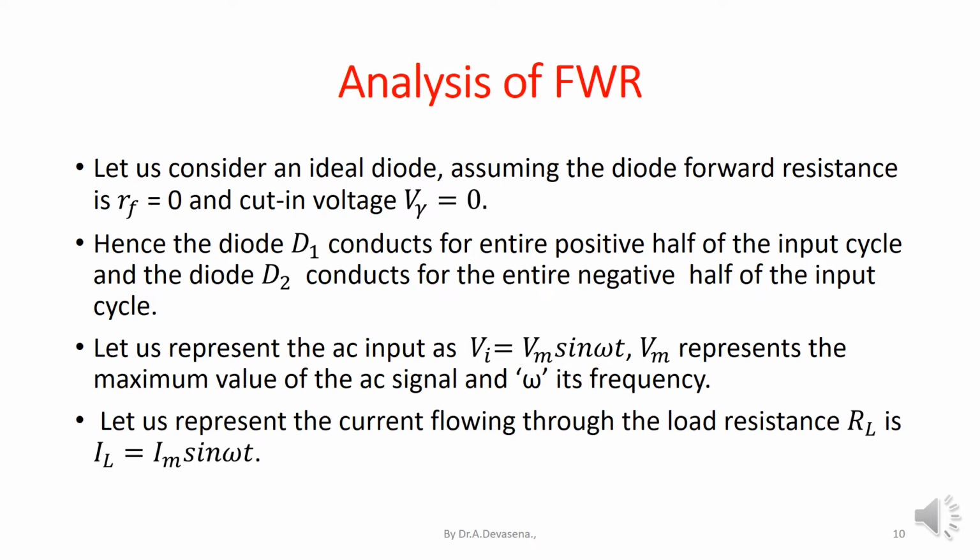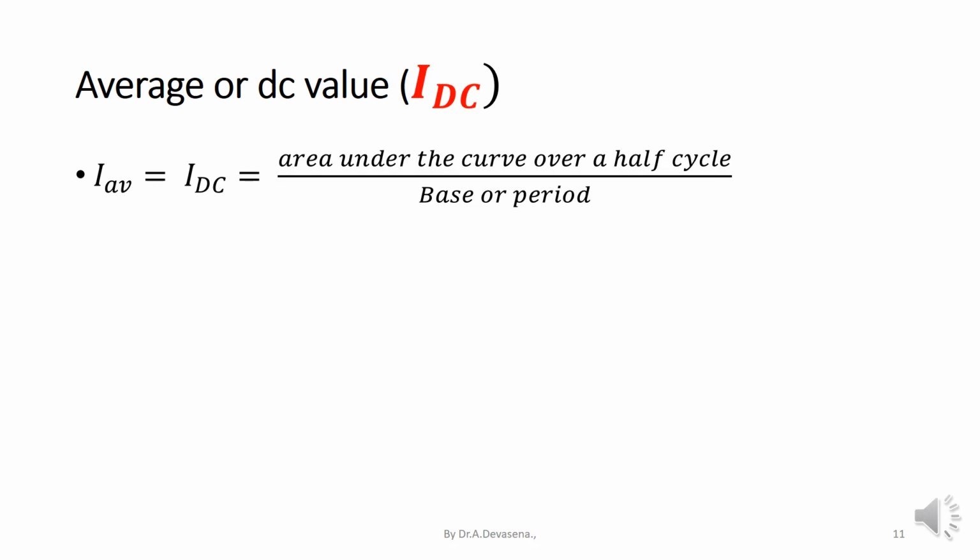Let us represent the current flowing through the load resistance RL as IL, which is equal to Im sin omega t. Let us obtain the average DC value. I average is equal to IDC, which is equal to the area under the curve over a half cycle divided by base or period. IDC is equal to 1 by pi integral from 0 to pi of IL d omega t.